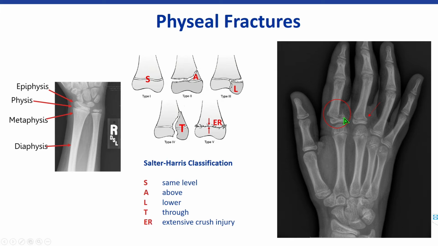There's Salter-Harris 2 you can see here. Goes through the physis, involves the metaphysis, and then there's another. This is probably, even though it doesn't look like it crosses into the physis, most likely this does. This probably is an equivalent to a Salter-Harris 2 as well, although it may just be a metaphyseal fracture there.